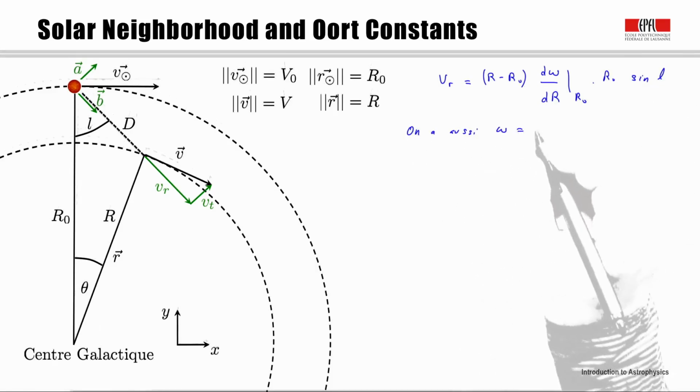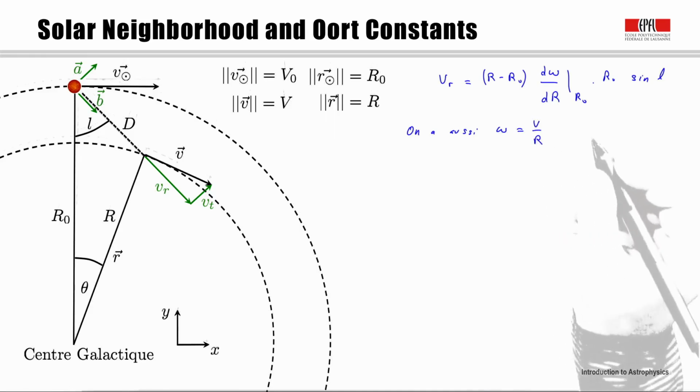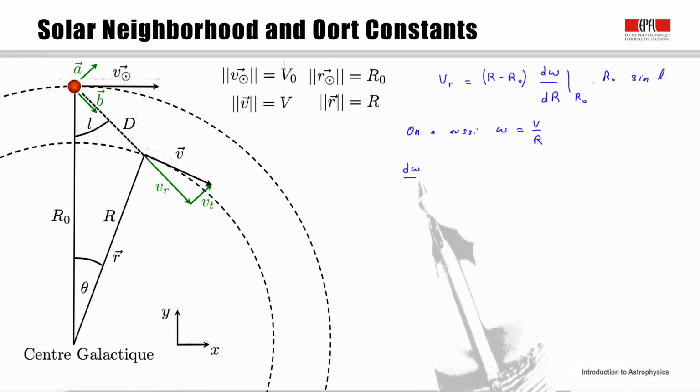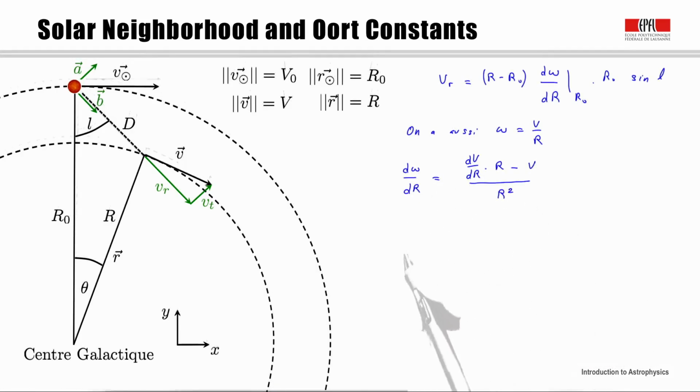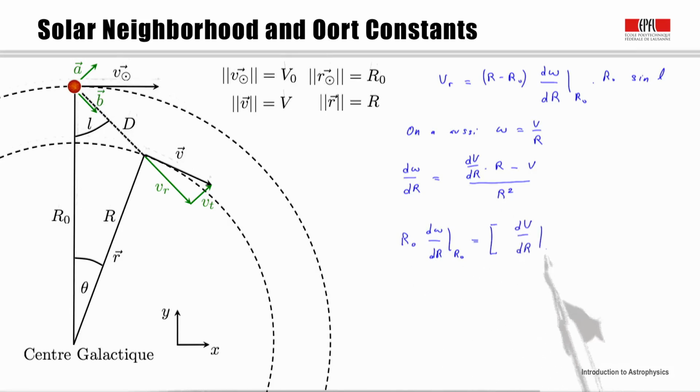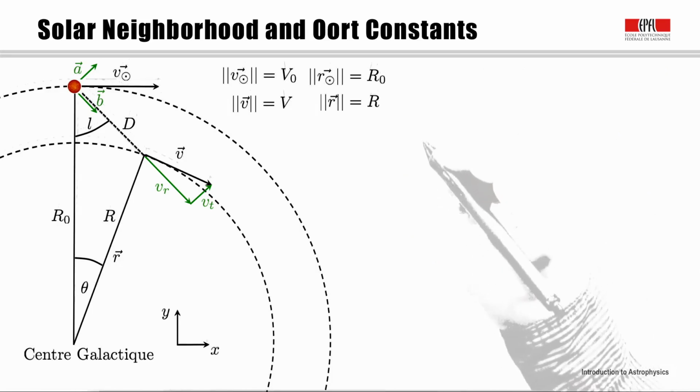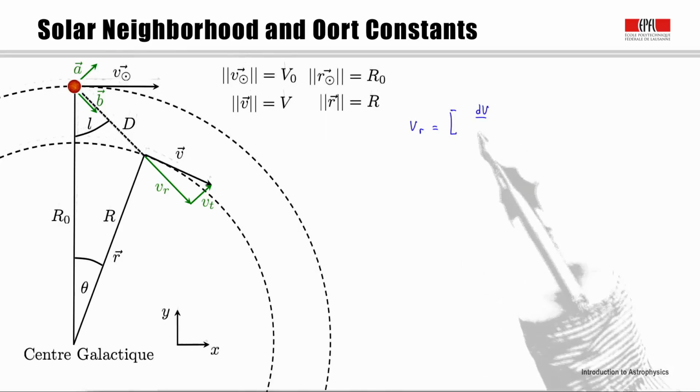the angular velocity is equal to v divided by r. So deriving this equation gives the following expression. Now, we take the derivative around the point r0. So this expression at r0 times r0 gives this formula. It will be replaced in the expression above in order to obtain a new equation for the radial velocity. This new equation for Vr is as follows.